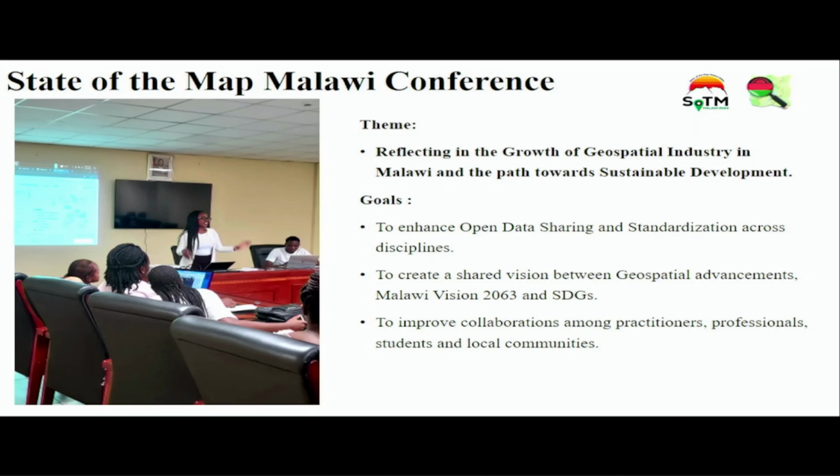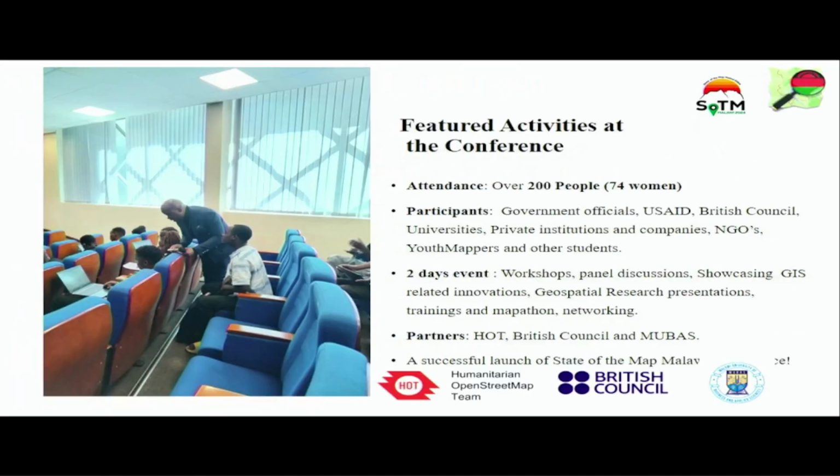Another goal was to create a shared vision between geospatial advancement that is in line with Malawi Vision 2063 and the United Nations Sustainable Development Goals. And lastly, we wanted to improve collaborations among practitioners, professionals, students, and local communities, which was a success because we did that. And there are initiatives that are put in place right now, currently happening in Malawi. Some of the activities that we did, we had workshops, panel discussions, and some people were showcasing GIS-related innovations, geospatial research presentations, trainings, and also had a mapathon.